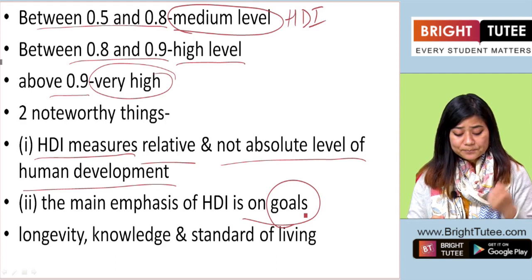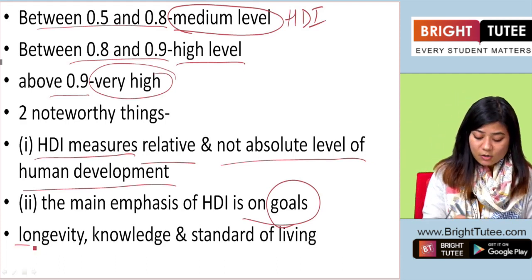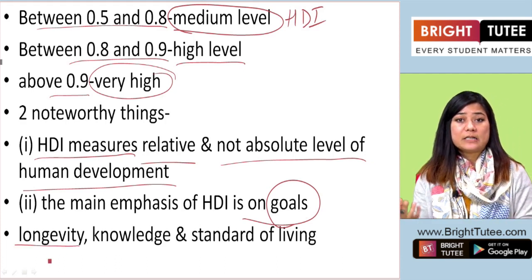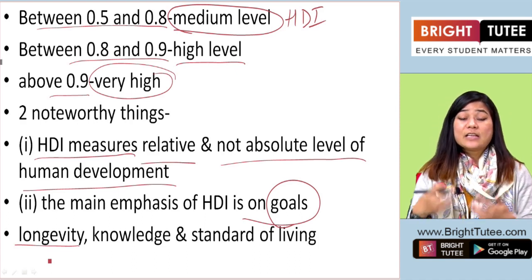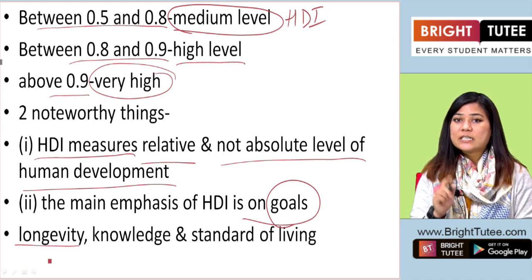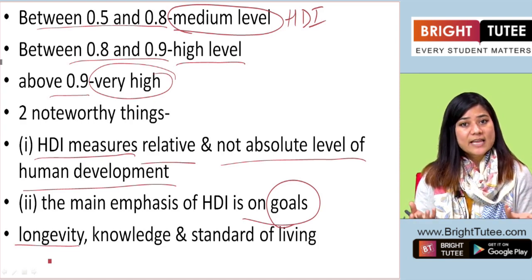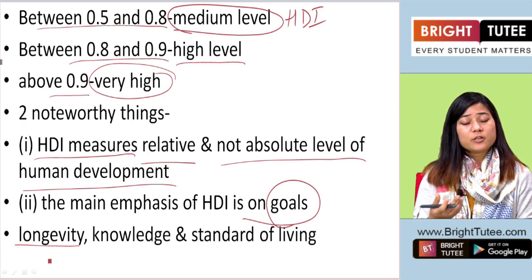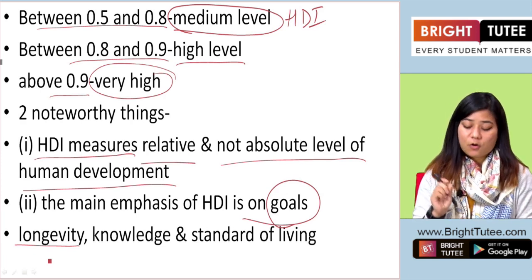So for them, what is important? The longevity, how long the people live, how healthy they live. If they live long, that means people are healthy enough to live long. If they do not live long, that means people are not healthy enough, because of which they cannot live for a long time.